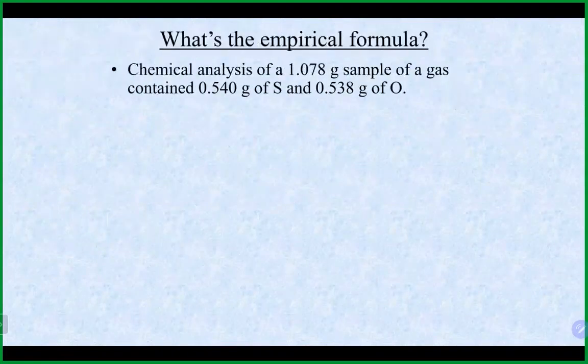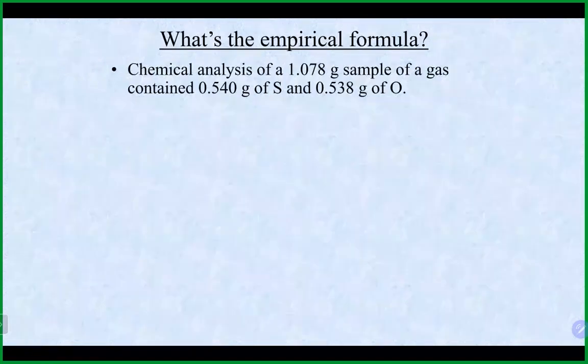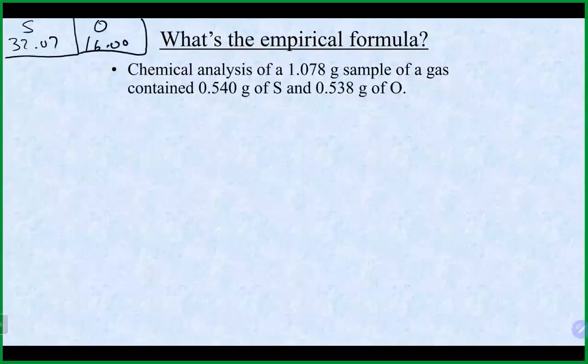Now that I did that one, let's do this one. Chemical analysis of a 1.078 gram sample contained 0.540 grams of sulfur and 0.538 grams of oxygen. What is the empirical formula? Sulfur is 32.07 on the periodic table. Oxygen is 16. All right, so follow those steps and calculate the empirical formula here.